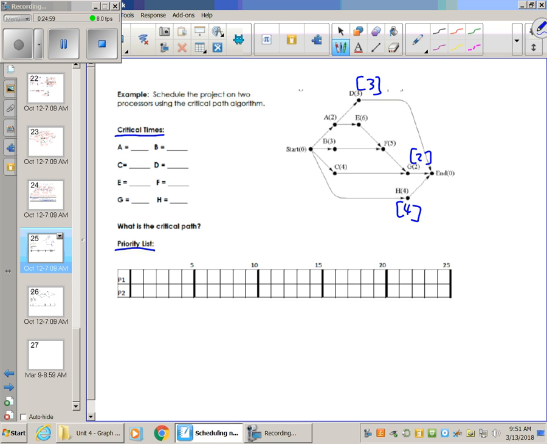Let's go back. X's critical time is going to be 5 and 2, which is 7. C's critical time is going to be 4 and 2, which is 6. E's is going to be 6 and 7, which is 13. If I look at A, it's pointing towards two things. The bigger of the two is 13, so A is 15. And B is going to be 3 and 7, which is 10. And I believe I've done them all.